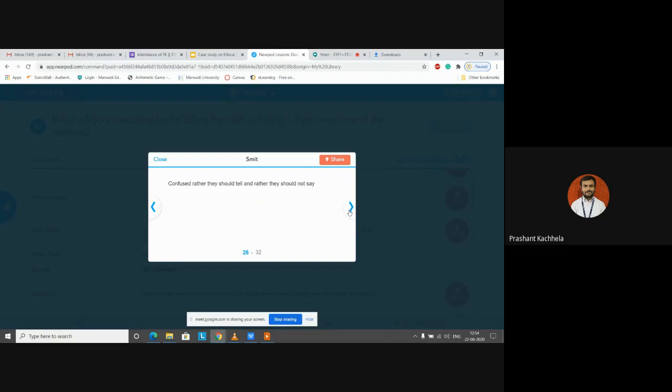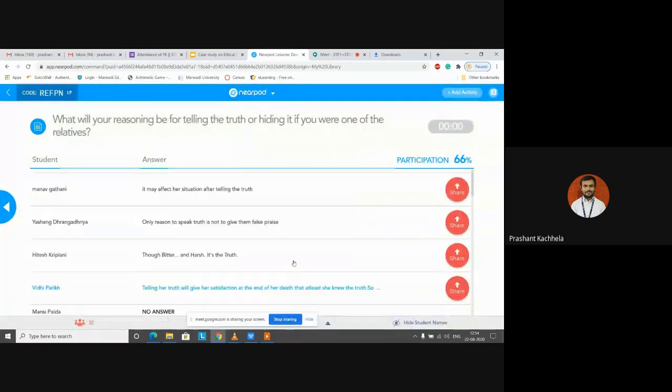Smith is saying he is confused, whether they should tell or should not tell. So this is the confusing one. Rishabh is saying I would have told the truth, because truth and clarity is what matters in the end. Okay, so these are the different answers that we got.